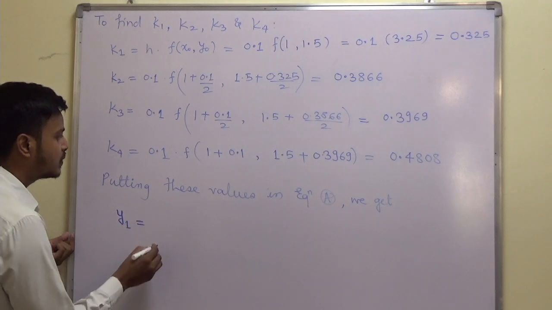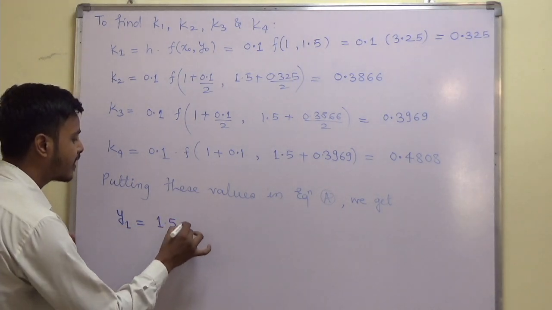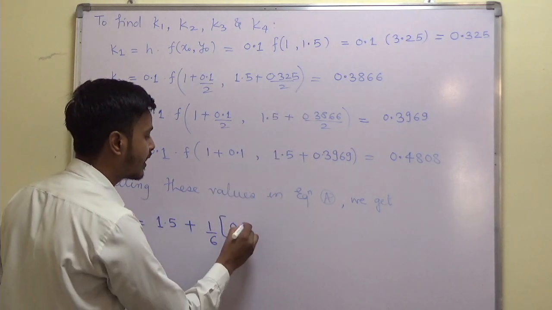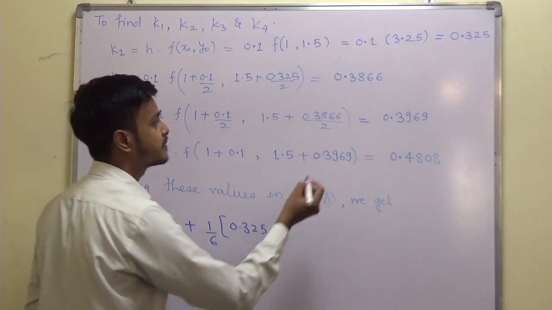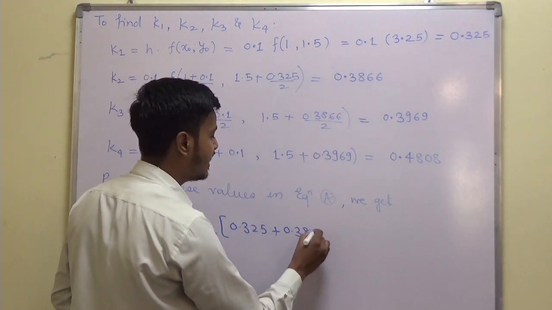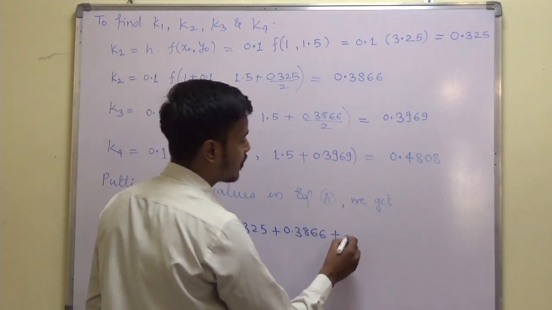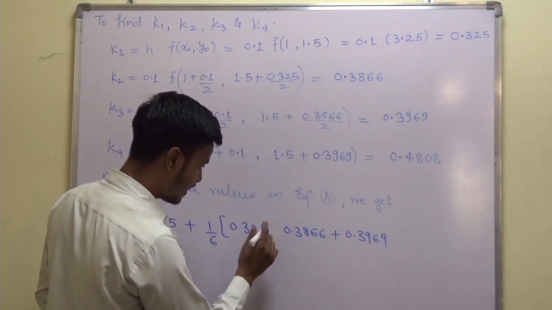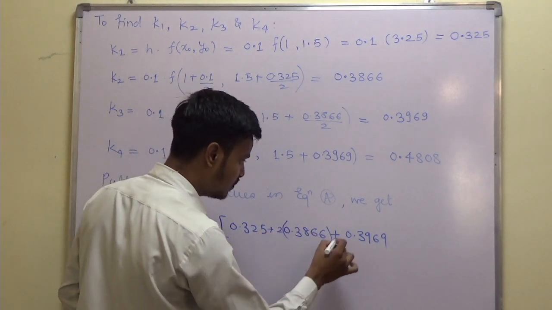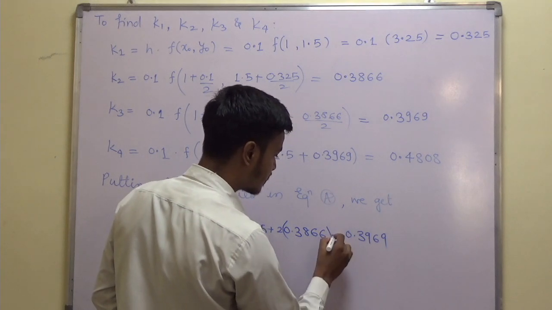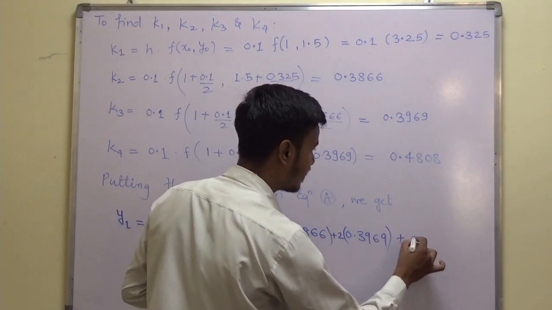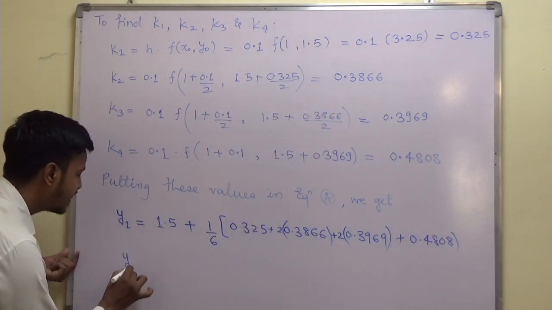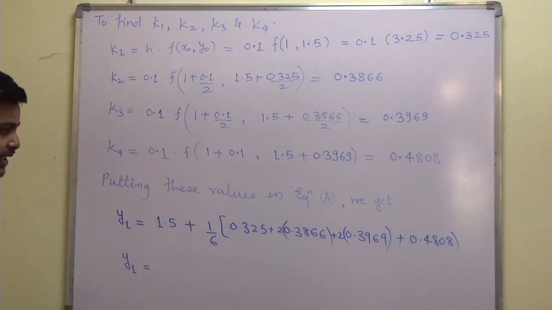y1 is equal to y0, that is 1.5, plus 1 by 6 into K1, which is 0.325, plus 0.3866 plus 0.3969. This is 2 times K2, and this is 2 times K3, plus K4 as it is, 0.4808.